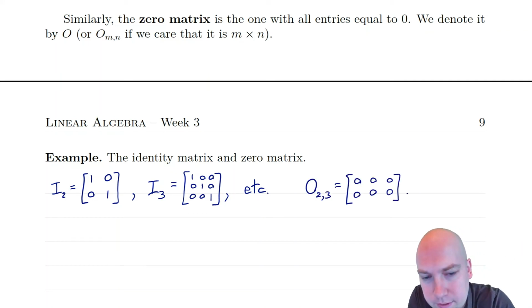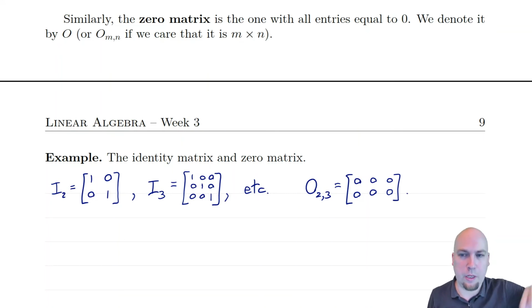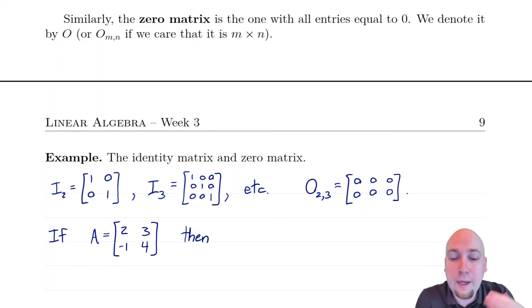Okay, great. And I mean, the zero matrix is actually easier than this. You can construct a zero matrix of any size that you like. It doesn't even have to be square, and you just throw zeros everywhere in the matrix. All right, and let's do a quick matrix multiplication example with the identity matrix.